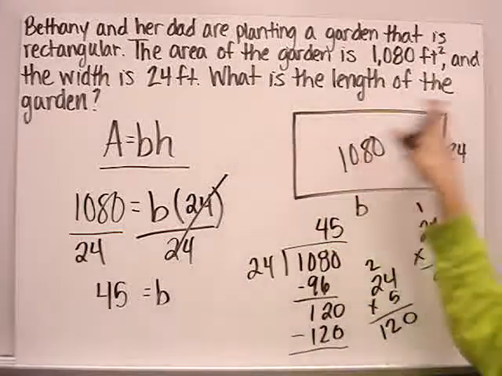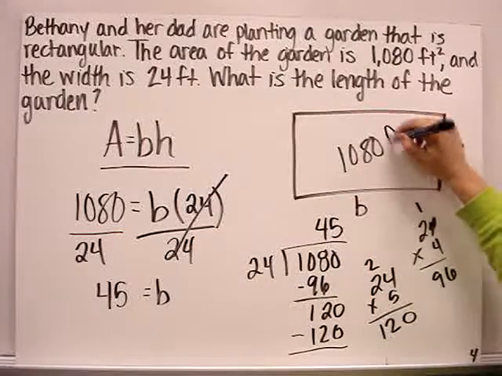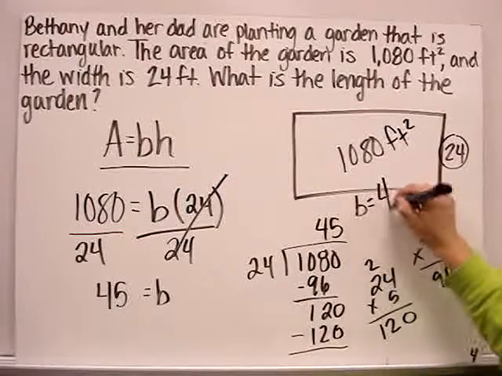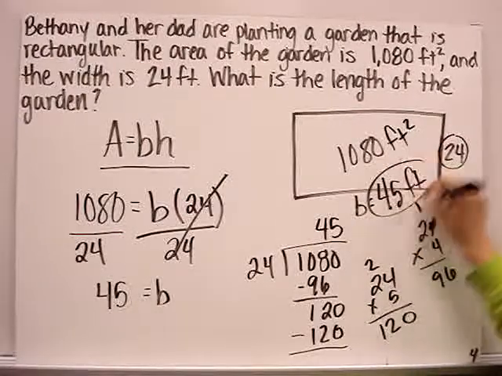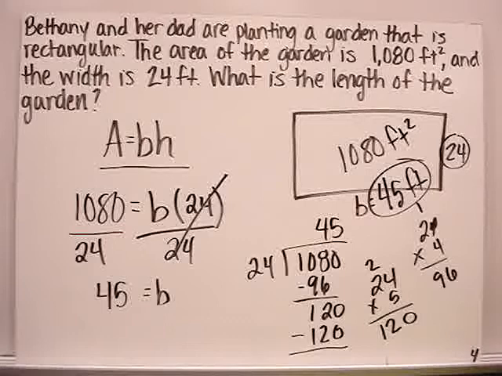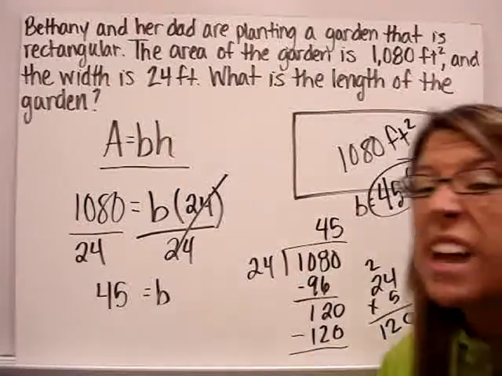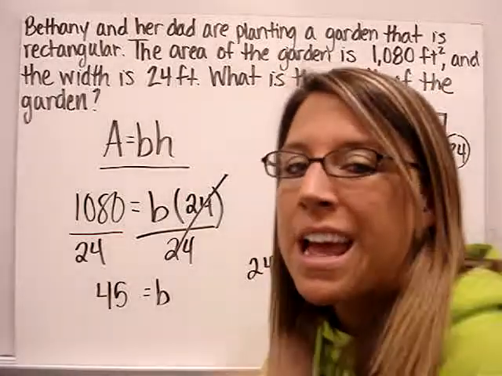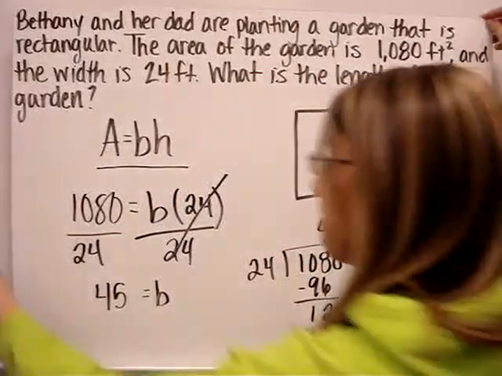Now 45 what? 45 feet. Find the length of the garden. We worked with square feet, and we worked with linear feet. So this B equals 45 feet. That answers the question right there, solving the problem. And how could you check this? Multiplying 45 by 24 to get 1,080, and you would know for sure you were correct.